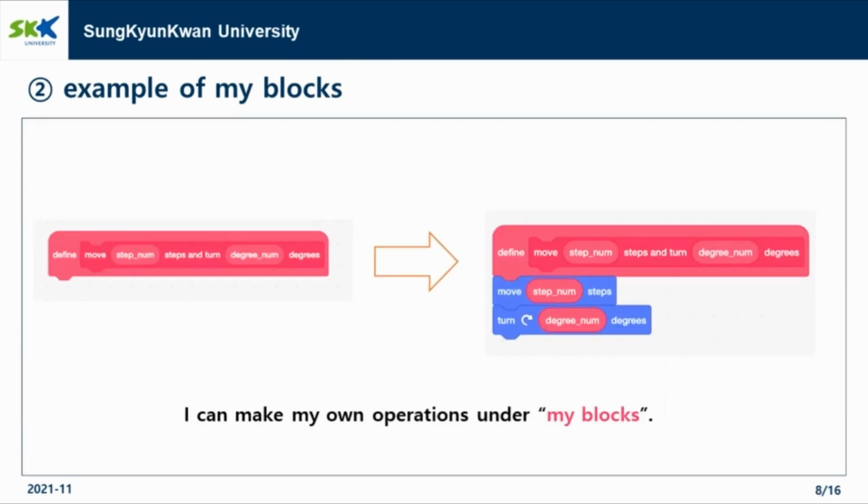Continuing with the same example. We just set labels and inputs, and now is the time to define the contents of the function. As you can see, the define word appears in front of our function. Move blah blah. We can define a bundle of blocks into myBlocks by adding blocks under the myBlock like this. Also, we can use our input parameters in the lower blocks such as step number or degree number here.